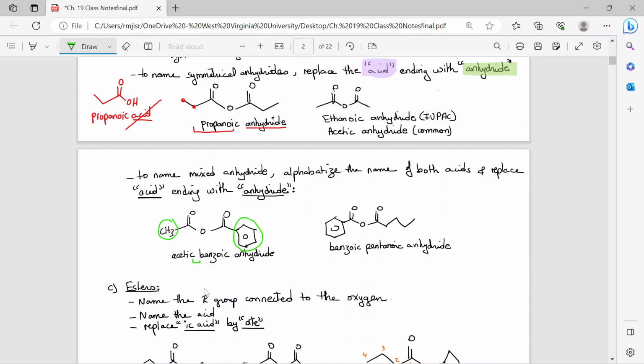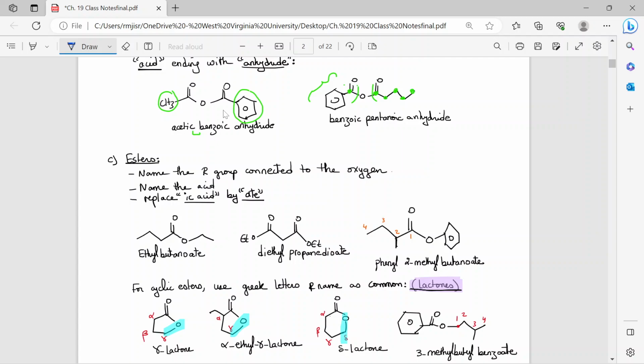Here you name this side over here. You name this side over here. So this is derived from a pentanoic acid. You drop the acid out. This is derived from a benzoic acid. You drop the acid out, and then you arrange them in alphabetical order. B comes before the P. Don't put them as one word in here. Please make sure that you have a space in there because these are two separate acids that normally we combine together to get the anhydride.